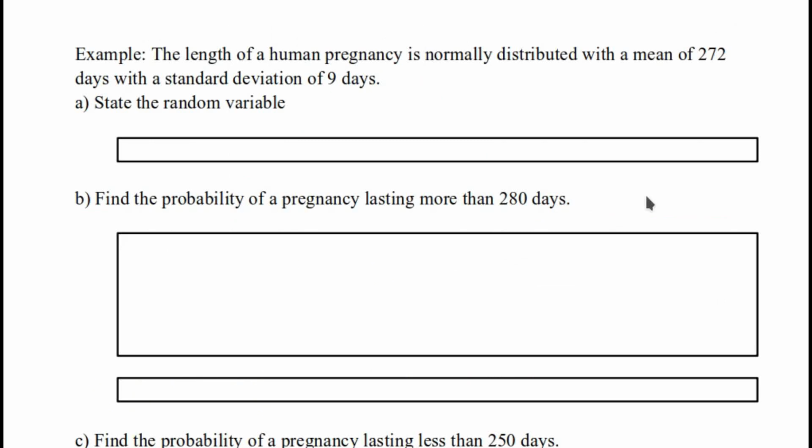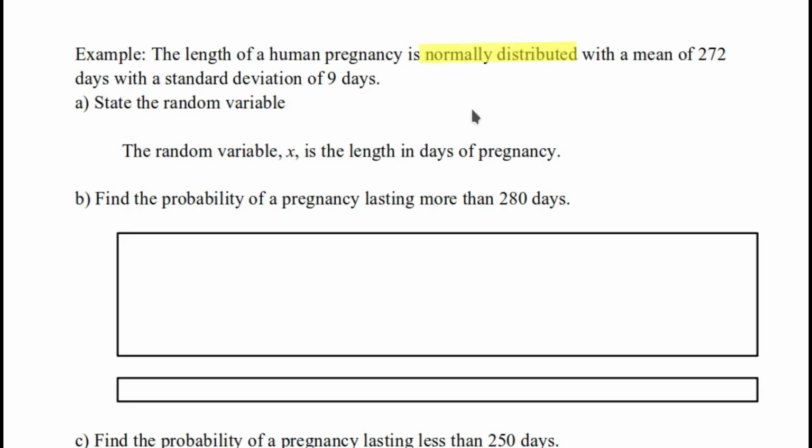Okay, let's look at another example where the data is generally normally distributed, and that is the length of human pregnancies. So we have a mean of 272 days and a standard deviation of 9 days. First, let's state the random variable. Of course, that'll be x, the number of days of a pregnancy. So for this first question, we're going to refer back to our empirical rule. Find the probability of a pregnancy lasting more than 280 days.